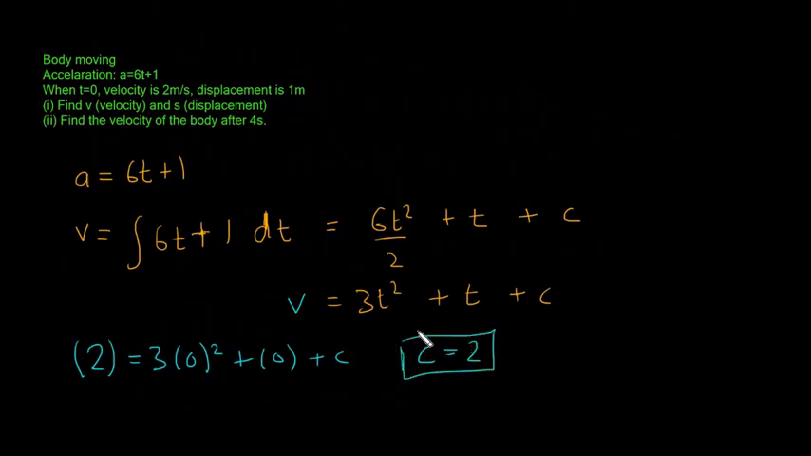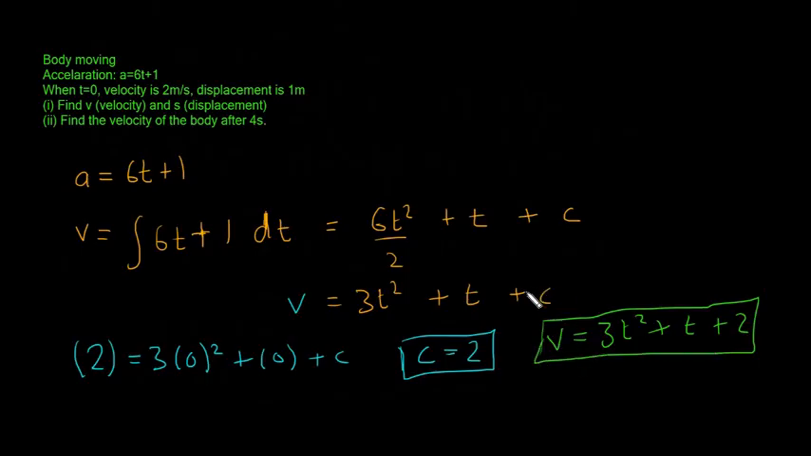Okay, so if we want to write our answer for our velocity, I'll do this in green, it's going to be v is equal to 3t squared plus t plus 2. That's our answer for the velocity at any time t. Okay, so that's the first part done, well, the first part of the first part.